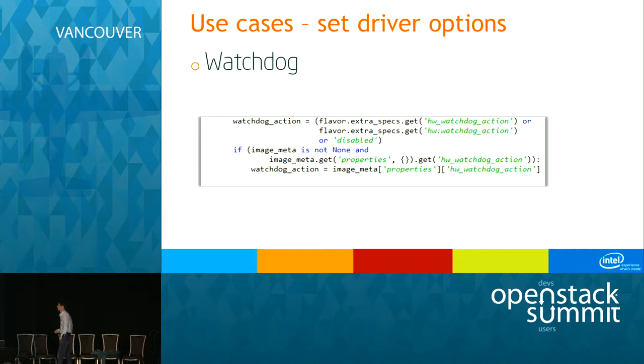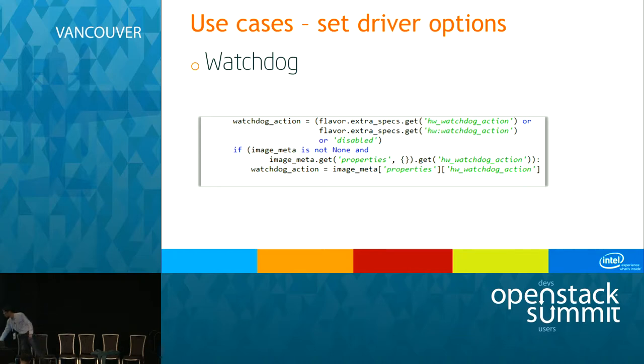From this piece of code, we will know that it first tries to look at the value from the Nova flavors. But if we have the same properties defined in the image metadata, it doesn't mean it will override the behaviors defined by the Nova flavor.